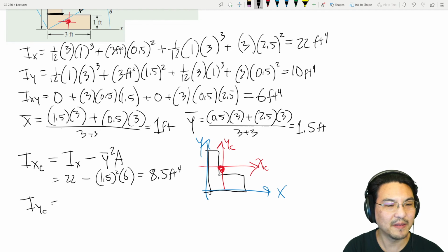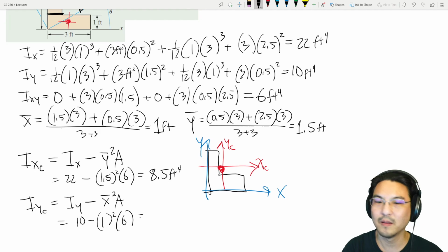Okay, why? This one is less. How much less? The distance between these two axes, which is the x component of the centroid, squared times the area. Right, so that's 10 minus 1 squared times 6. So that's 4.